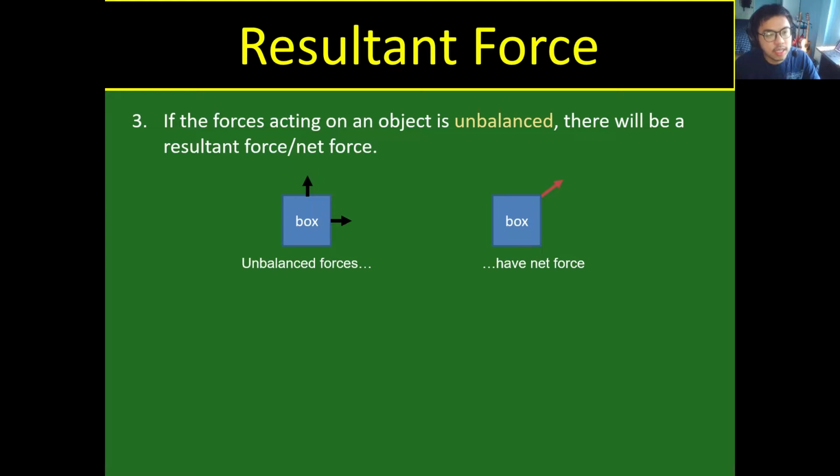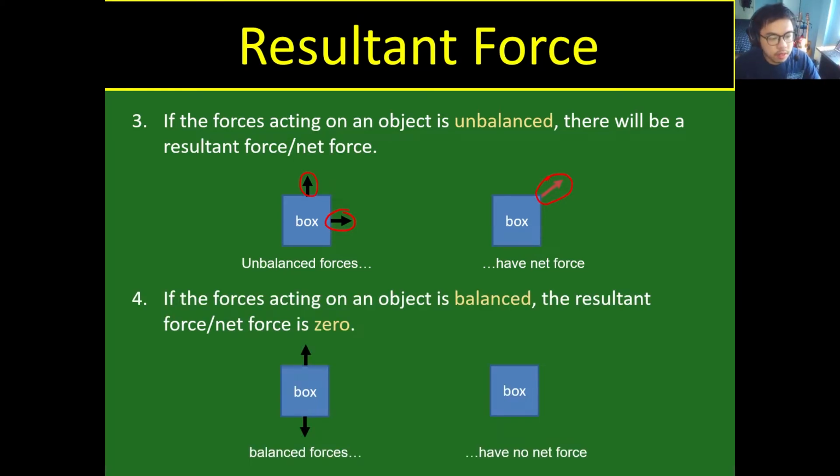If the forces acting on an object are unbalanced, there will be a resultant force or a net force. Unbalanced means that the forces are not equal and opposite to each other. So here you have a force that goes up and a force to the right. If you combine these two forces together, they will have a net force or resultant force going to the northeast.